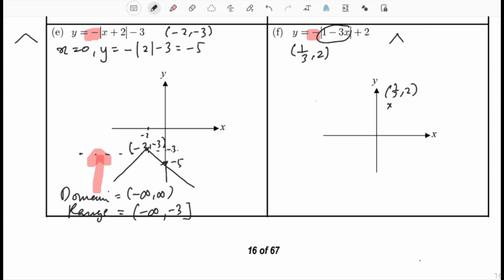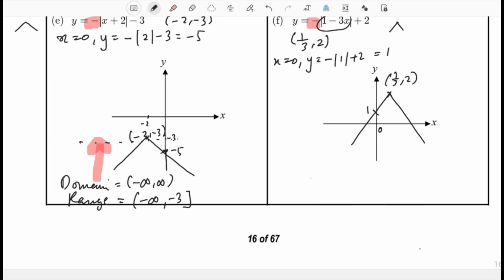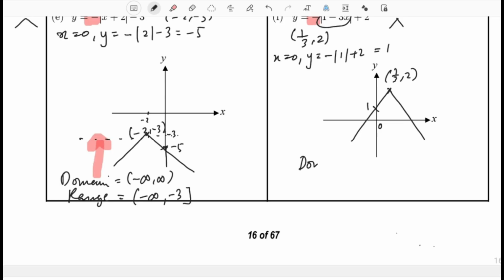So find the y-intercept. When x is 0, y equal to negative modulus 1 plus 2. So we have 1. So it cuts at 1. So this is how the graph looks like. So this is your origin. So hence the domain equal to real numbers, -infinity to infinity, and the range will be from -infinity up to the maximum value here, which is 2 inclusive.